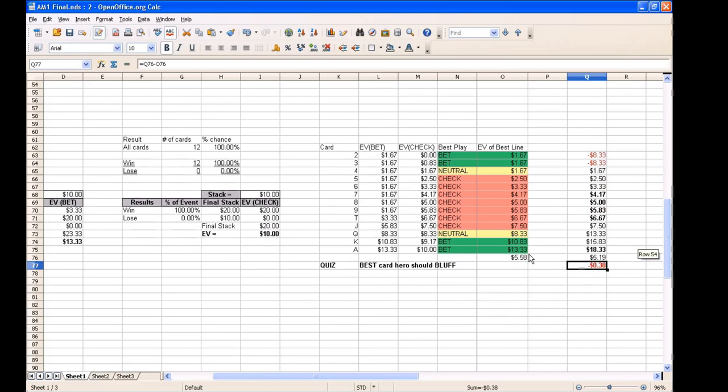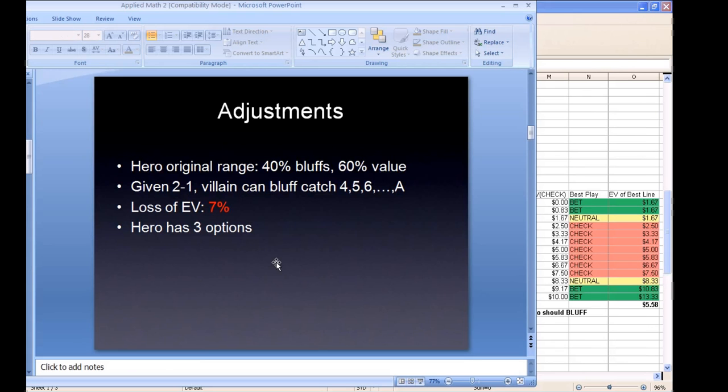This goes to show that there are three possible adjustments we can make, and I'll go into a PowerPoint because that'll be a little bit cleaner, and I'll be right back in PowerPoint. So here is our PowerPoint. As I had said, our original range was 40% bluff, 60% value, assuming that we're not bluffing the four, we are value betting the queen just to have a little more balanced range.